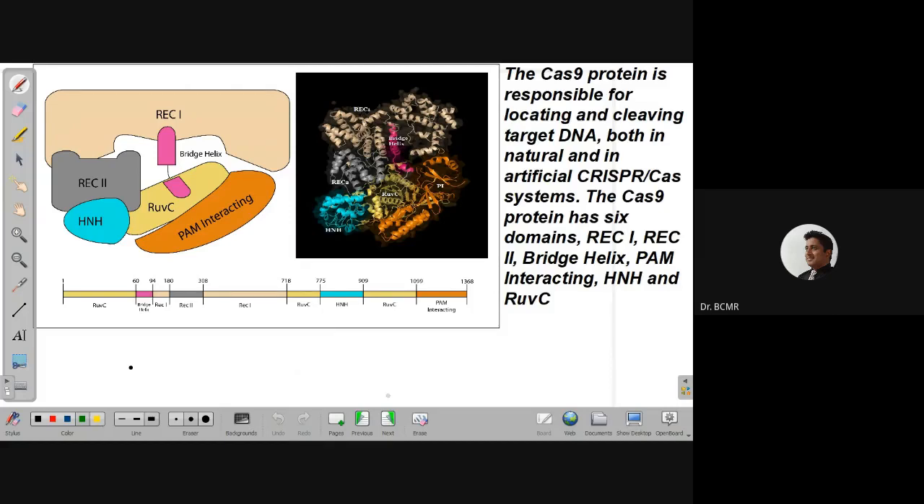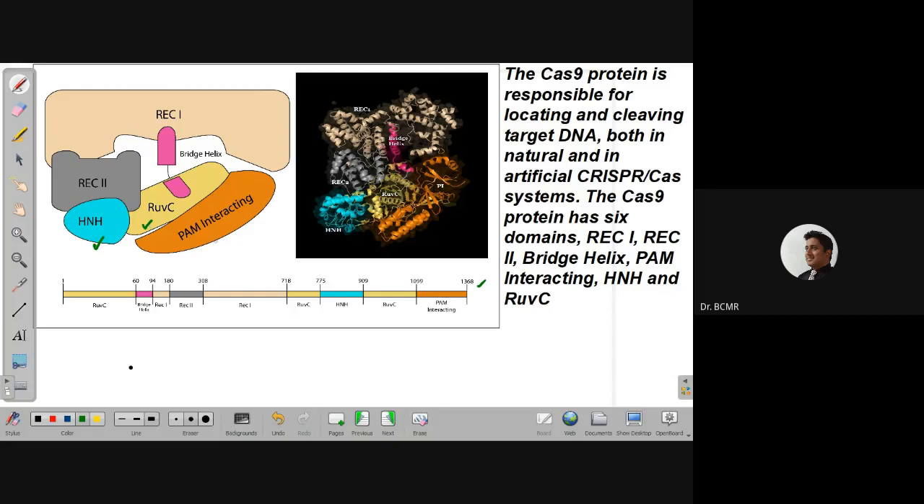Cas proteins have multiple domains. It is a huge protein, approximately 1400 amino acids. There are several regions: REC1, REC2, HNH, RUVC, and PAM interacting domains. These are all the different domains, and there is a bridge helix between as well. While we are not going into all of these, it's important to know that HNH and RUVC are important for the cleaving activity.